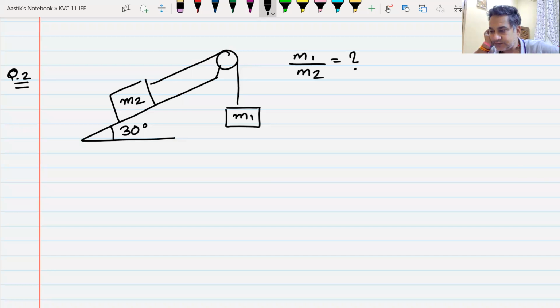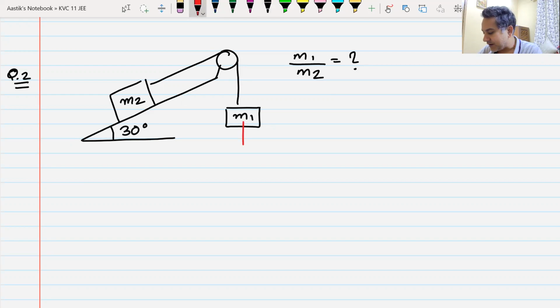Yes, anyone got the answer for this? Or shall I solve it? Are you able to do it, or should I do it for you? 1/2, sir. M1 by M2 is 1/2. That is correct. How did you get it?